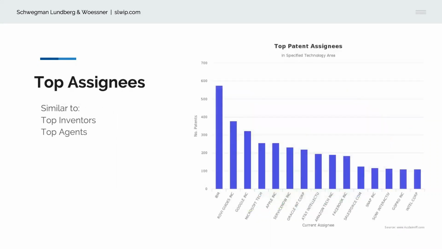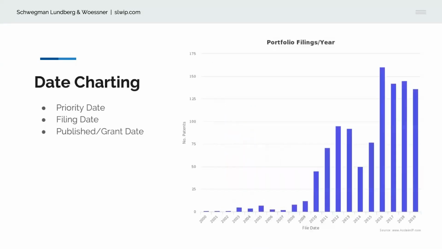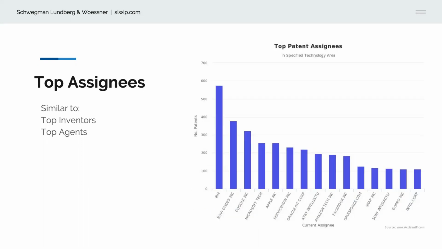Another example would be to look at who are the top assignees in a technology area, for example. So here's a sample chart that you could get, again, literally with a click of a button once you did your search, to show you the top assignees. You could do a similar chart for top inventors or top agents that would look very close to this one. Next. Milena, just before you move on from that slide to the assignee one.